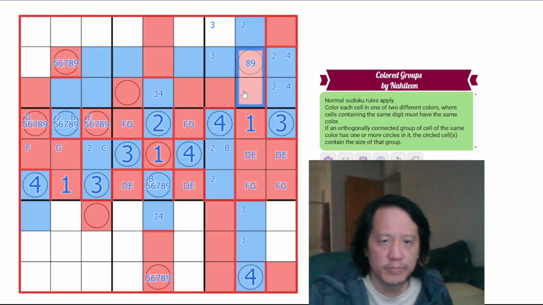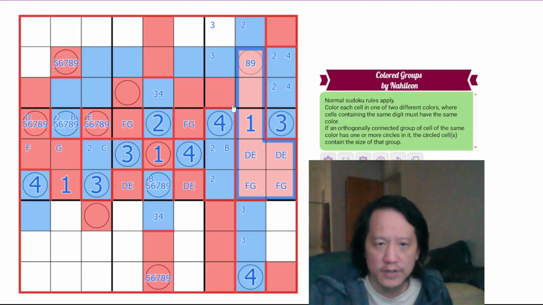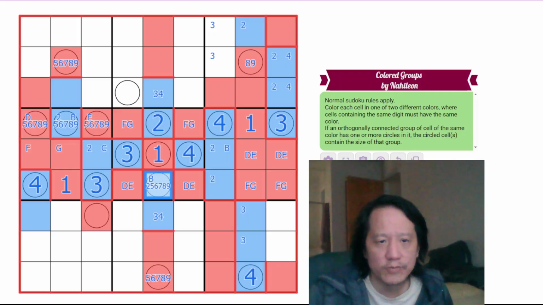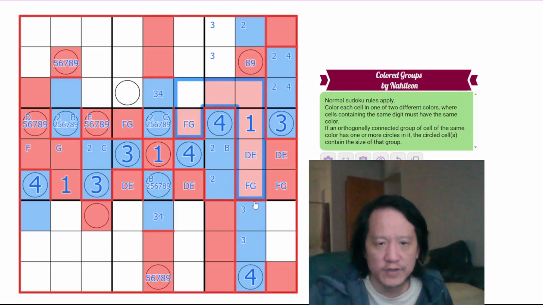Because this cannot be orthogonally connected to another. Oh, even then it connects, right? 1, 2, 3, 4, 5, 6, 7, 8, 9, 10. Okay, so there we go. So we know this can never be red because if it's red, it connects all of these, and that would be 10 as an orthogonally connected region. So this has to be blue. Since this is blue, the rest of the digits are red in row 3.